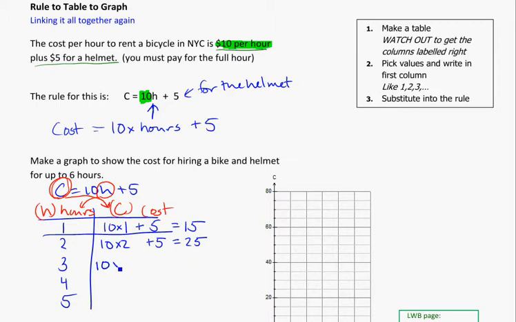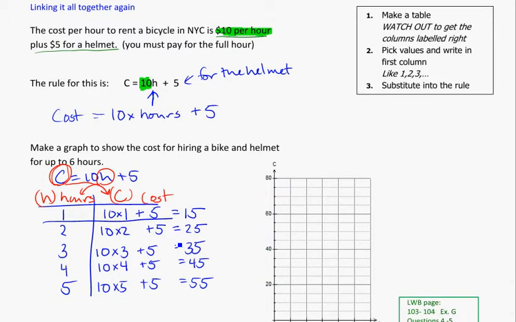For 3 hours, it's again 10 times 3 hours plus 5 is equal to 35. For 4 hours, we would have 10 times 4 hours plus 5 is equal to 45. And the last one here, 10 times 5 hours plus 5 would indeed get us 55. So they're actually asking for us to go up to a total of 6 hours. You'll notice here if you read the problem carefully. Make a graph to show the cost of hiring a bike and helmet for up to 6 hours. So we'll add one more here. 6. 10 times 6 plus 5 is equal to 65.